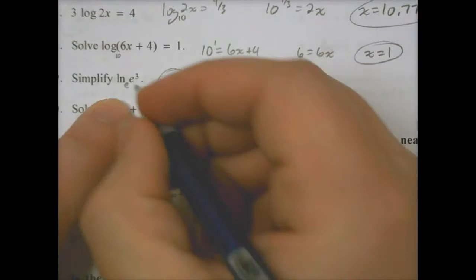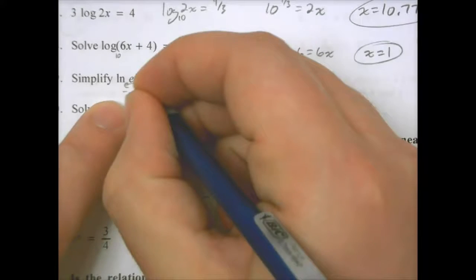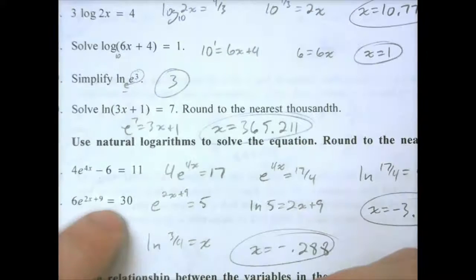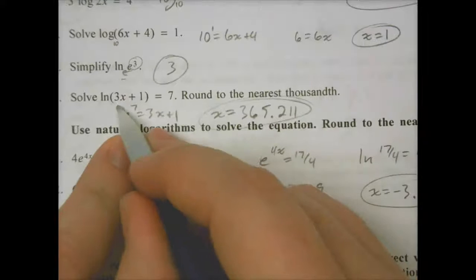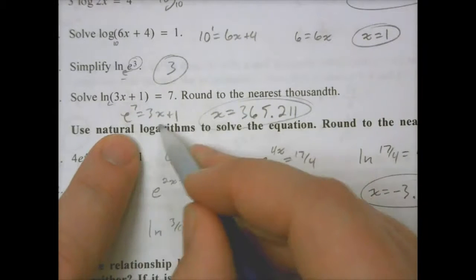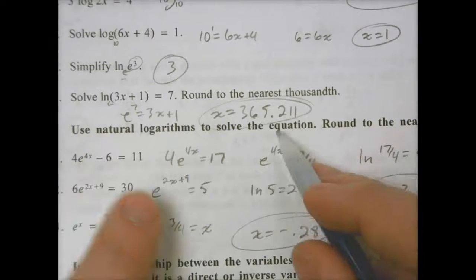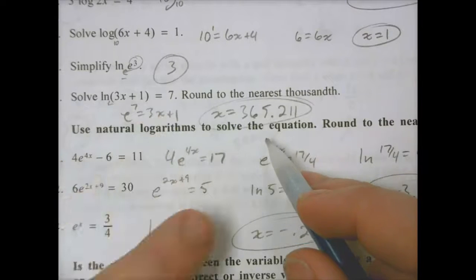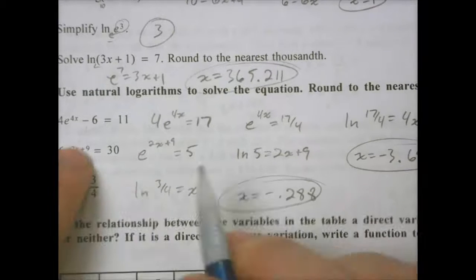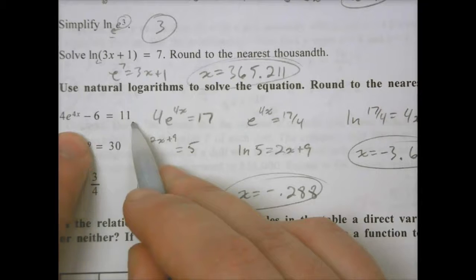Here, if our bases are the same, you could also type this in your calculator, but if the bases are the same, it equals the exponent, so that should just be 3. Here we need to rewrite this. Our base is e, so e to the 7th equals 3x plus 1. Type everything in, subtract 1, divide by 3, write your answer. This one, add 6, divide by 4.